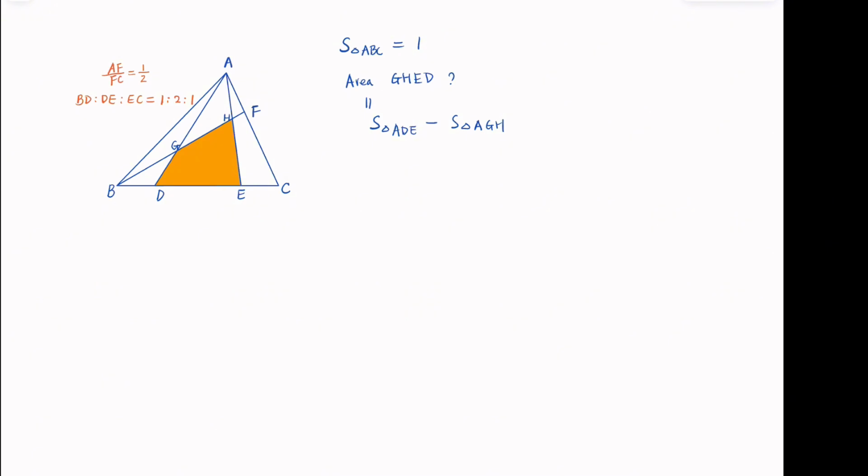Now, for the ADE, that's going to be 1/2 of the ABC, because DE over BC is 1/2. This is from this ratio here, right? DE is just half of that. The ADE, we know that is half of the triangle ABC, which is 1/2. So what is this one then? For the AGH, let's mark it here.